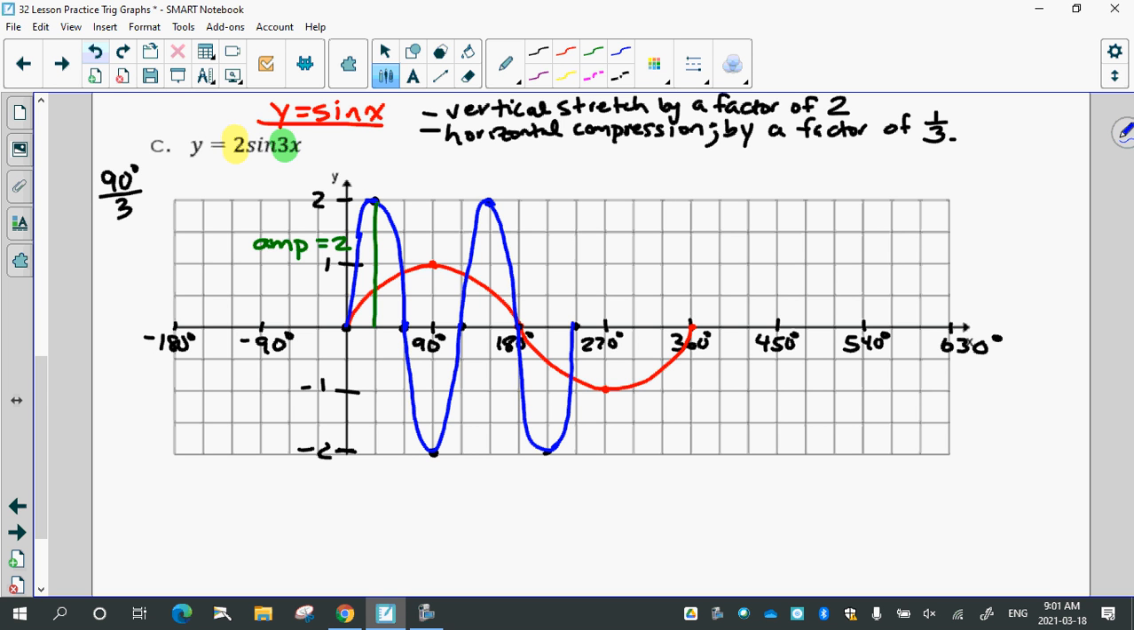Period is the horizontal distance for 1 cycle, so we need to count squares for 1 cycle, so it's 1, 2, 3, 4. So the period is 4 times each square is worth 30 degrees, which is 120 degrees. So 1 cycle takes up 120 degrees horizontally.